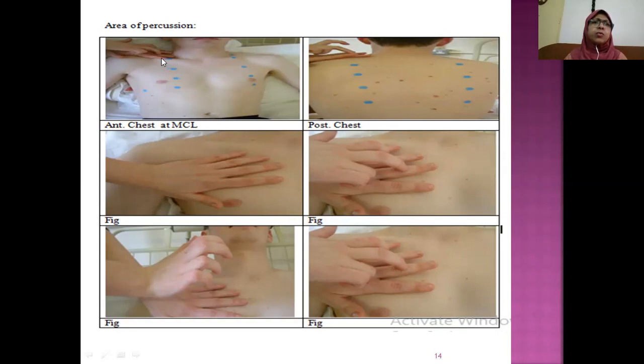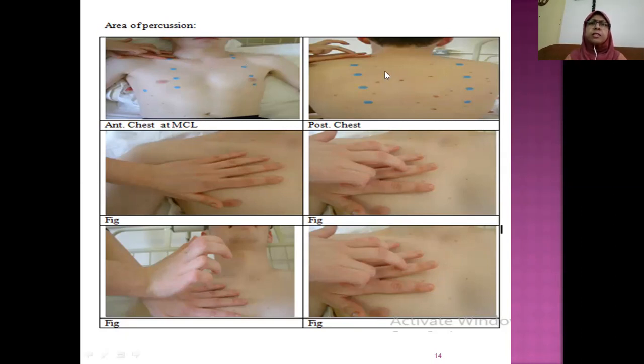And remember, over the clavicle you have to percuss directly over the clavicle, and you don't need to place the left middle finger of your left hand. So you have to percuss with the right middle finger directly over the clavicle. But above the clavicle, you have to place your left middle finger and percuss it with the right middle finger.